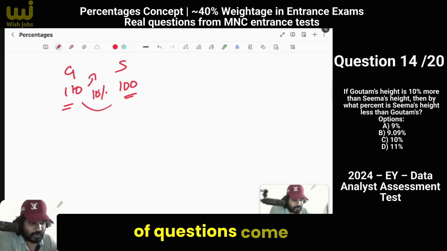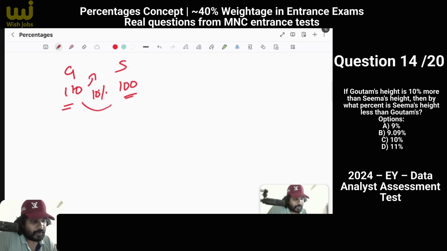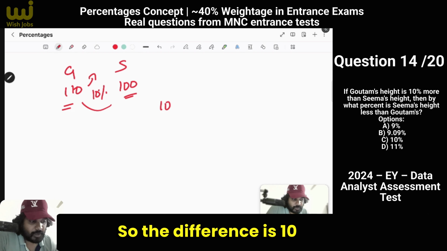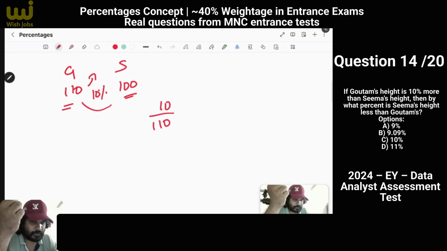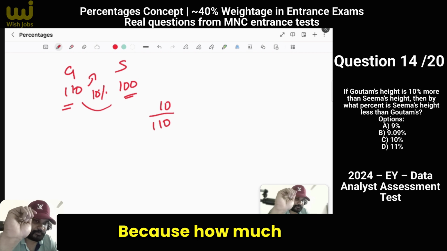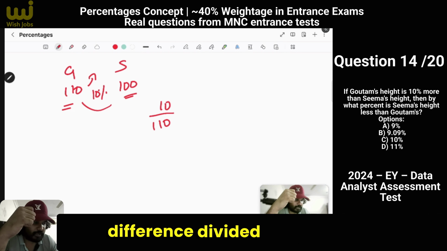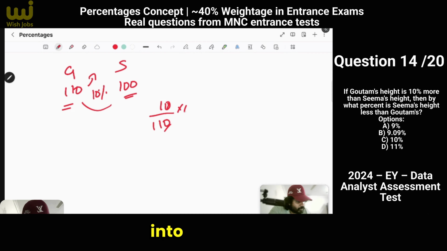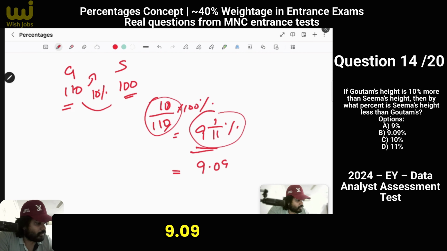Okay, when these kinds of questions come, the difference is 10 by 110, because Seema is asked with reference to Gautam. We need to take Gautam's, because by what percentage is Seema's height less than Gautam's? So Seema would be on the top, difference divided by Gautam. So 1 by 11 into 100 percentage. What is 1 by 11? If you know 1 by 11 as 9, your answer is over. 1 by 11 percentage is 9.09 percentage. Whenever they say Seema's height less than Gautam's, or Seema's height more than Gautam's, you need to take the reference as Gautam at the bottom. The difference will be the same.